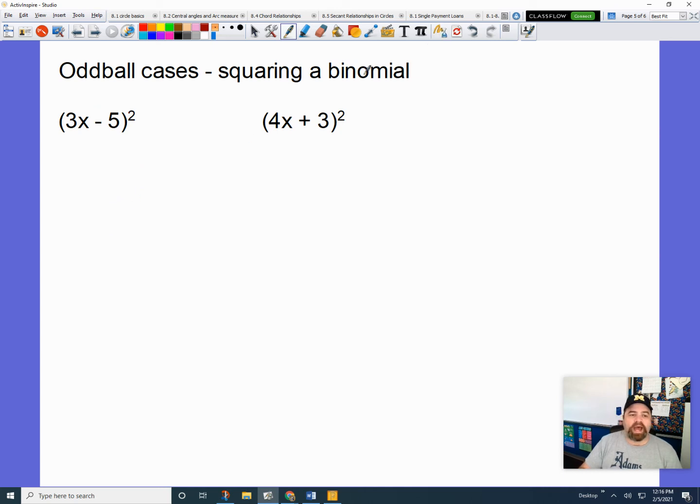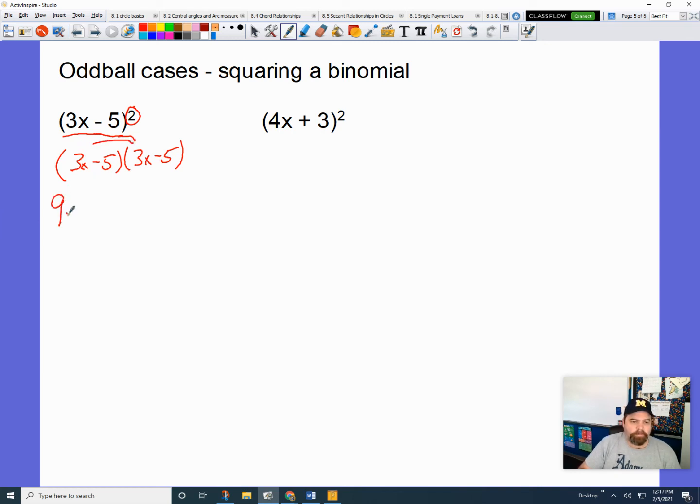You have to go back to what we did on Monday and Tuesday. What does this exponent mean when you have a set of parentheses? It means you are literally taking 3x minus 5 and multiplying that by itself. These are the same steps as what we just did. You can't shortcut these. So I'm going to multiply 3x and 3x.